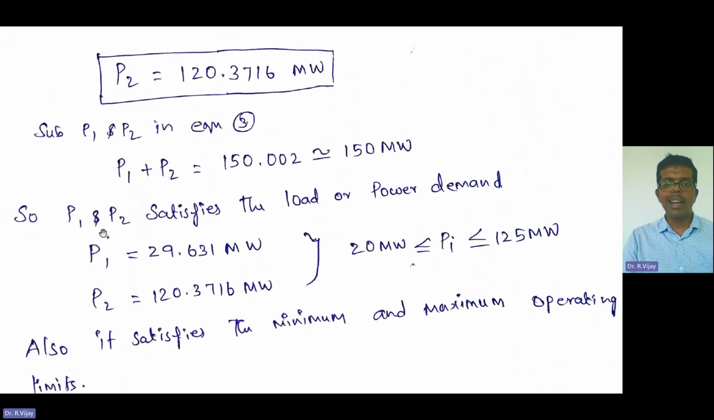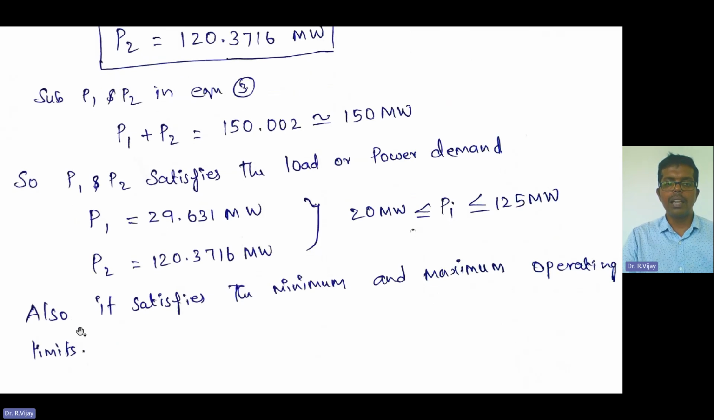So you need to write the conclusion: P1 and P2 satisfy the load demand or power demand. Write the answer, and the units are very important: P1 is 29.631 megawatt and P2 is 120.3716 megawatt. The minimum and maximum operating limits are given in the problem as 20 megawatt less than or equal to Pi less than or equal to 125 megawatt. Both generating units P1 and P2 should be within this limit. Yes, now they are within this limit. Now you need to write the conclusion that it also satisfies the minimum and maximum operating limits.